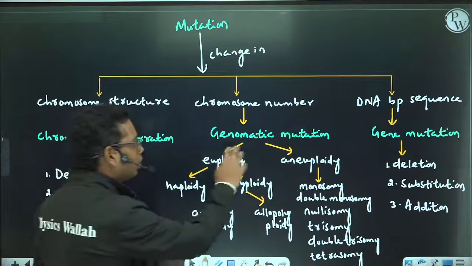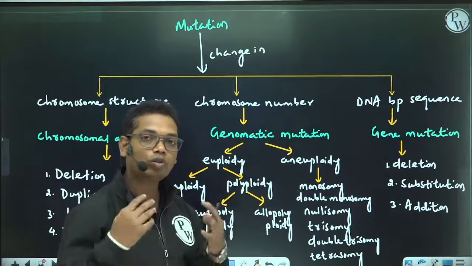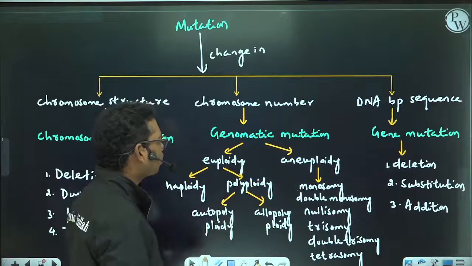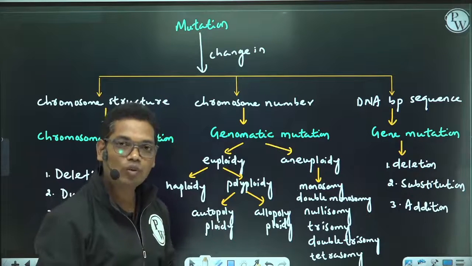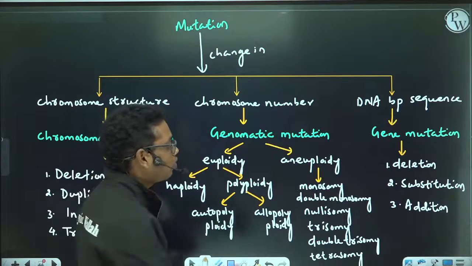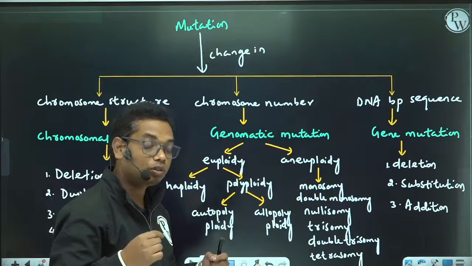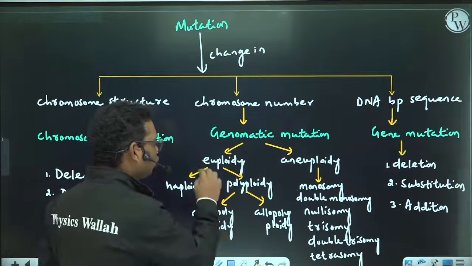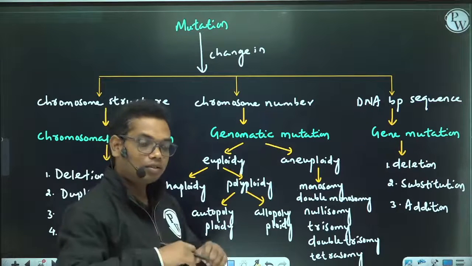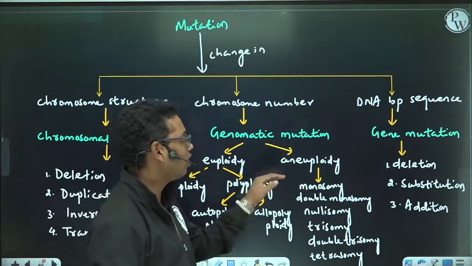In case of genomic mutation, either the entire genome, that means all the chromosome numbers, will change, which is known as euploidy, or less than the complete genome will change, that is known as aneuploidy. If all the chromosomes show change in chromosome number, that is euploidy. If some chromosome numbers change but not all, that is known as aneuploidy.